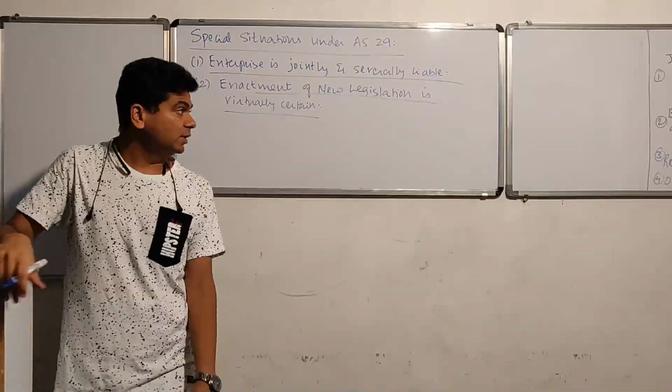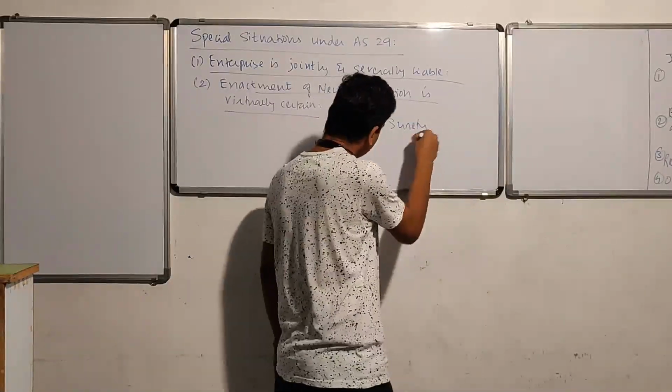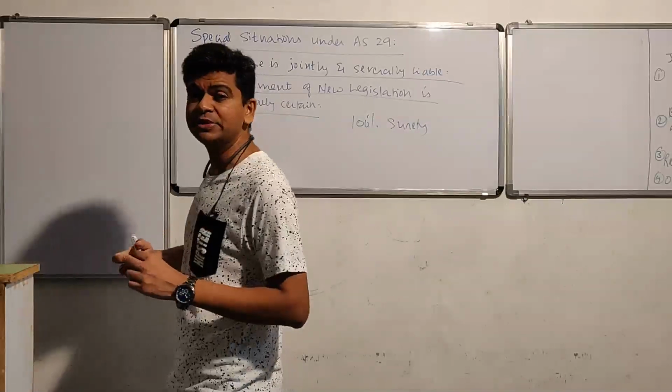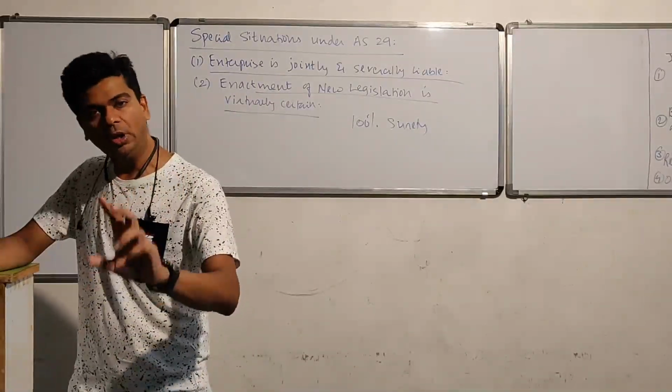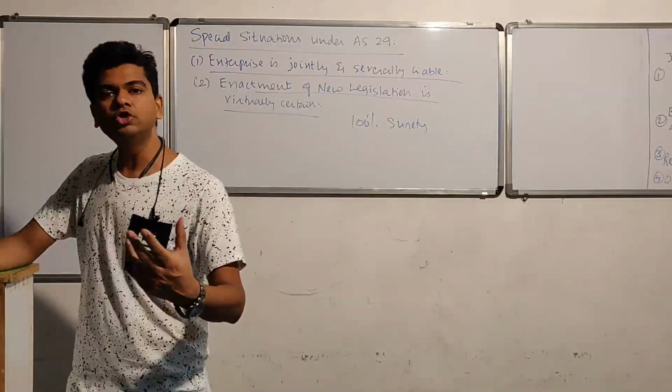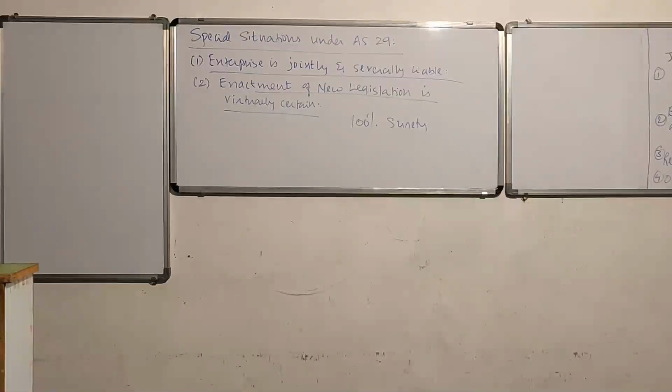By virtually certain, we mean 100% surety, right? We know it with 100% guarantee that so and so thing will happen in future. That's what we call virtual certainty. Now, enactment of new legislation is virtually certain. Right now there is no law, but it is virtually certain.